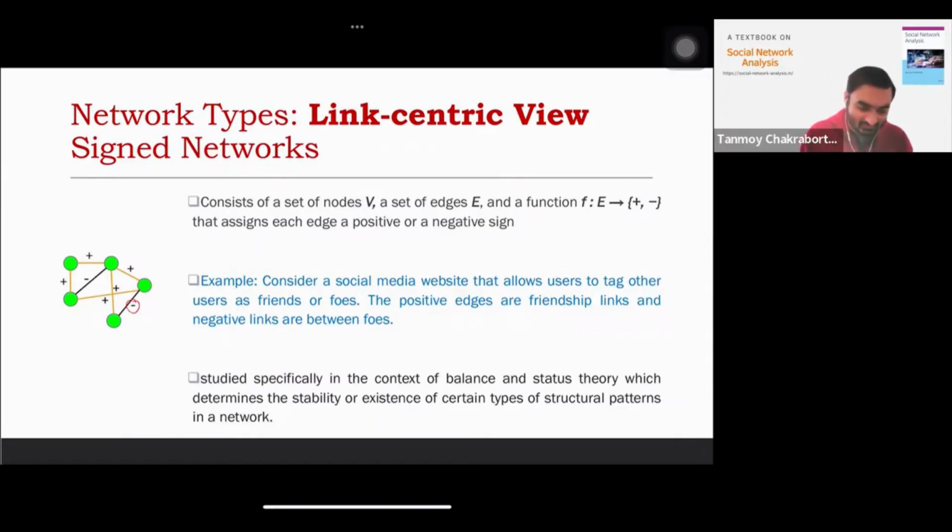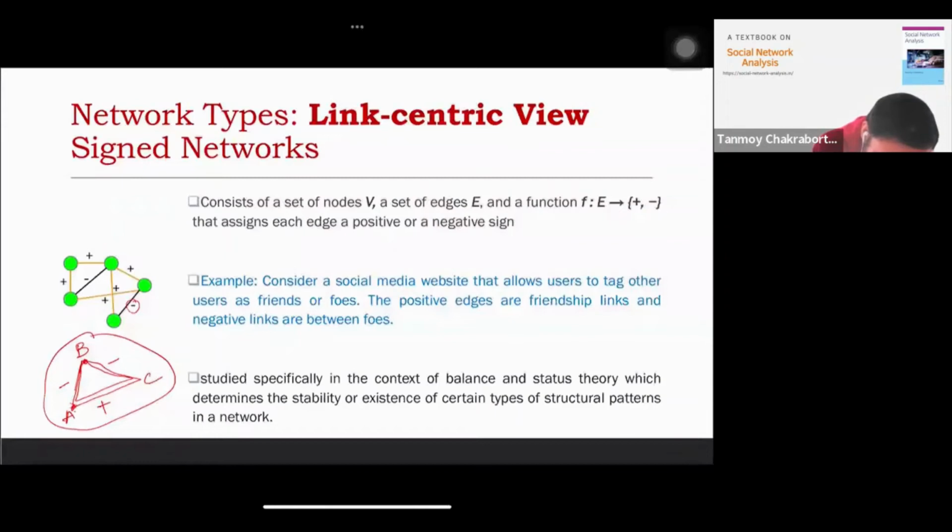Say, for example, there is a structure like this, say minus, minus, and plus, with nodes A, B, and C. What does it mean? It means that A and B are enemies, and B and C are also enemies, but A and C are friends. This kind of structure is very stable because, since B is a common enemy of both A and C, it is highly likely that A and C would be friends. This comes from a social science theory in general. So studying this kind of structure is very important in social science in general.